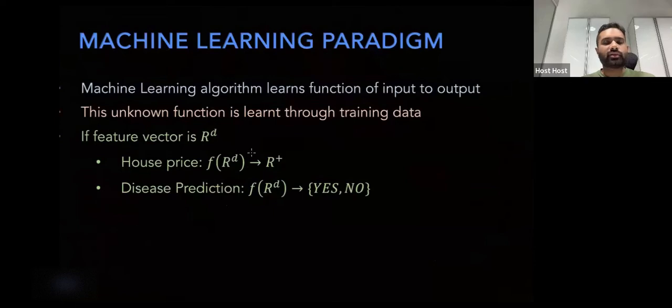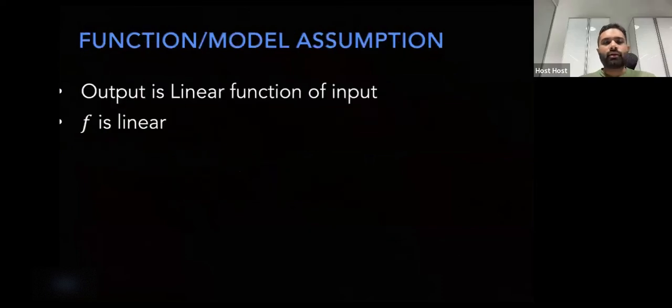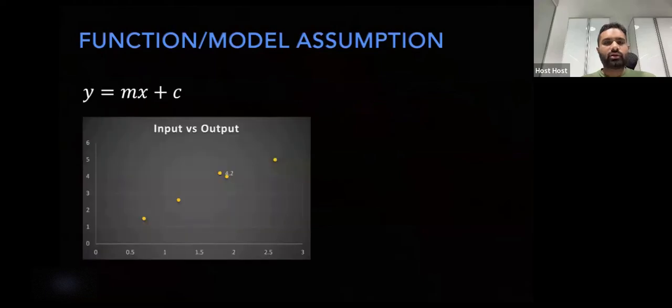And it is outputting one of the class labels, either yes, that means the person has a disease, or no, that means the person does not have a disease. So in terms of linear regression, we assume a specific form of f, which is linear. Now, this is a crucial assumption that we make. So let's see how it will look in terms of a graph or diagram.